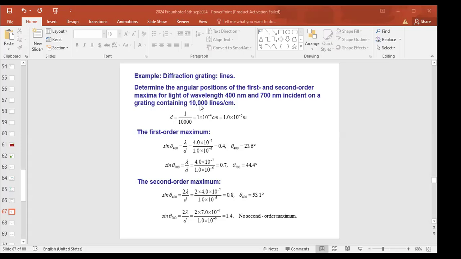So in 1 centimeter you have 10,000 lines. That means the slit separation D is equal to 1 × 10⁻⁵ meters, in meters, right? So like that, you have to find the D.